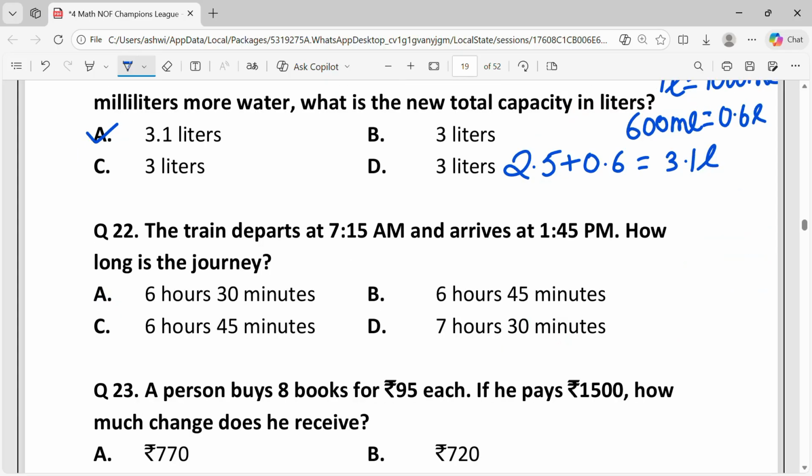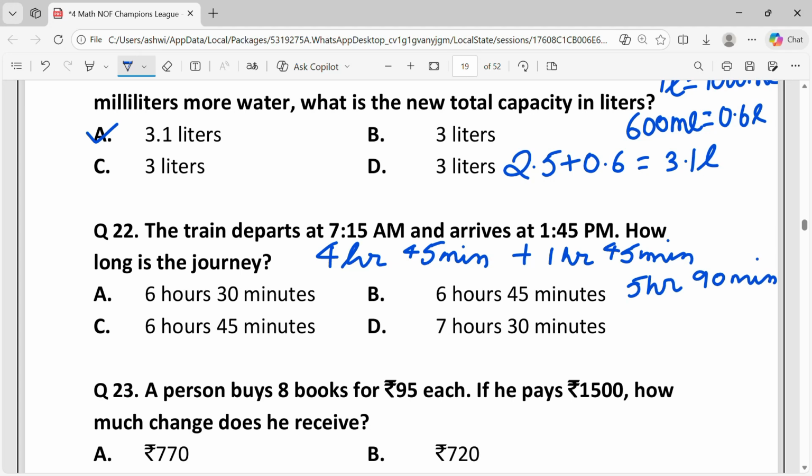Question 22. A train departs at 7:15 a.m. and arrives at 1:45 p.m. How long was the journey? From 7:45 a.m. to 12 p.m. is 4 hours and 45 minutes. And from 12 to 1:45 p.m. is 1 hour and 45 minutes. Adding both the times, we have 5 hours 90 minutes, which is 6 hours and 30 minutes. That is option A.